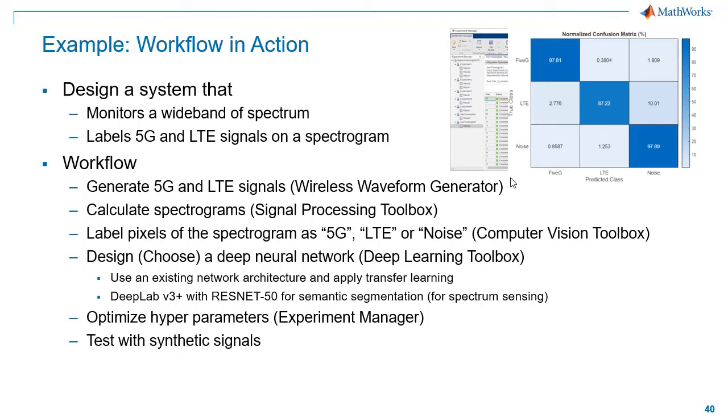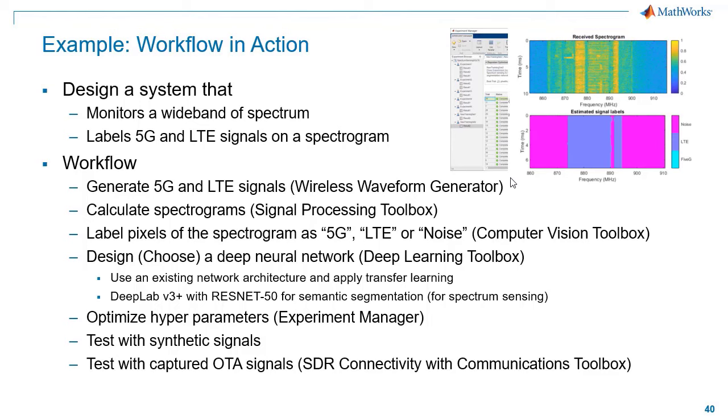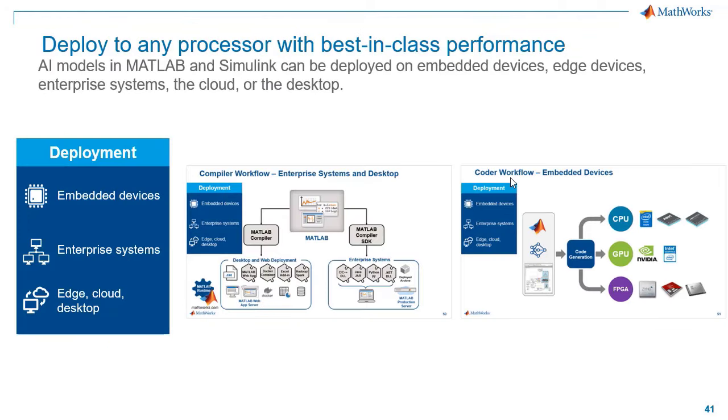So you compute these normalized confusion matrices. For 5G, we get 97% correctly done. For noise, 97%. But for LTE, it seems to be 87%. So now you go and test with captured over-the-air signals with SDR connectivity communication toolbox and see where it is that it's failing. And you realize that we haven't done enough 10 megahertz LTE signals. We have done too much 5 or even lower. So you augment your training with 10 megahertz. You do it again, enhanced training, and you do that for a large swath of data.